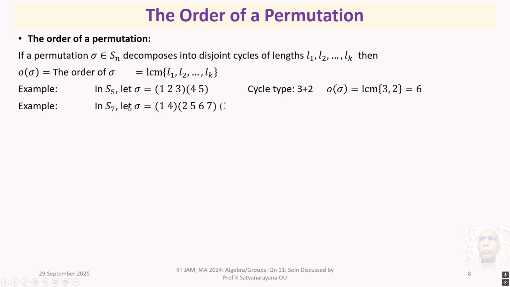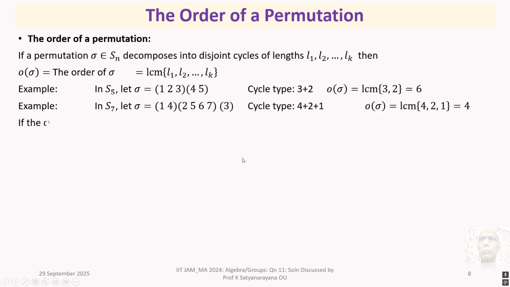In S7, let sigma be the transposition (1 4) and the cycle of length 4, (2 5 6 7). 3 is fixed. The cycle type is 4, 2, 1. We write it in decreasing order like this. And the order of sigma is the LCM of 4, 2, 1, that is 4.